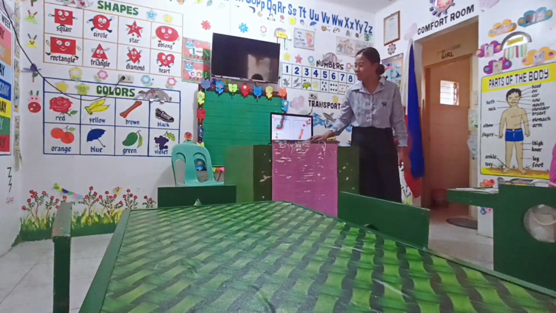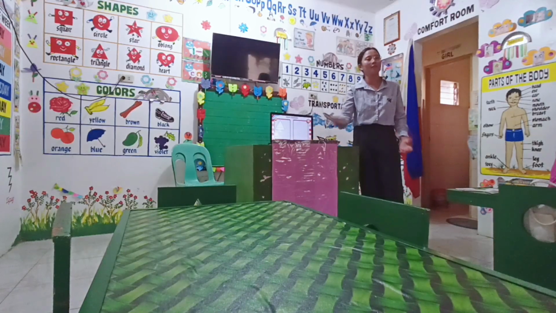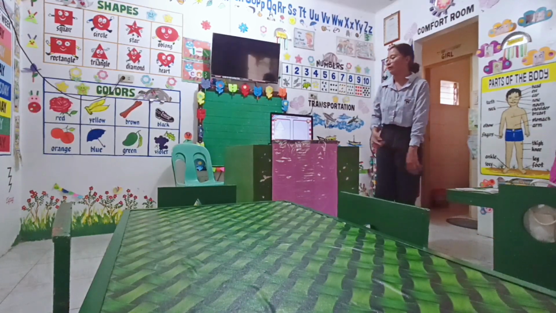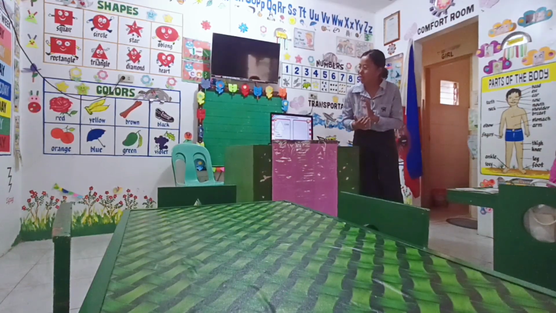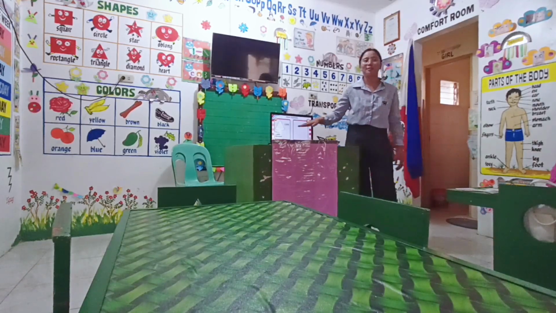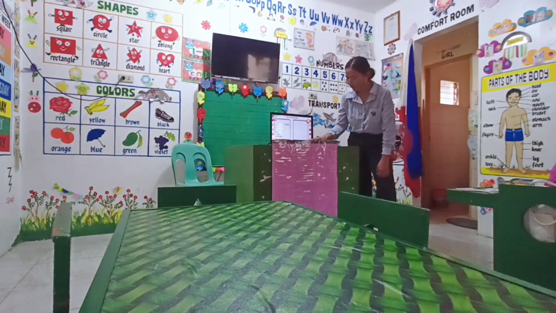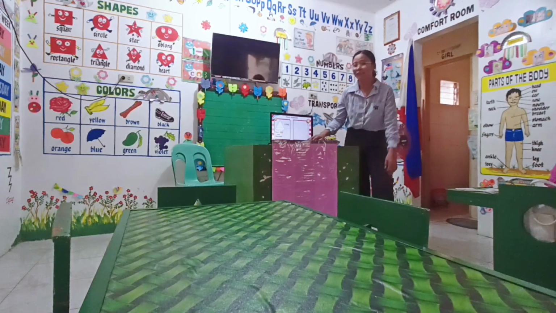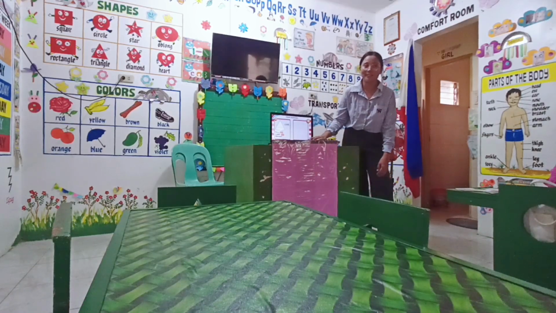So let's proceed to more examples. What solid figure is this? Cone. Very good. Let's see how many faces, edges, and vertices a cone has. How many faces does a cone have? Let's count. 2. Very good, it's 2. How about the edges? 1. Yes. And vertices?